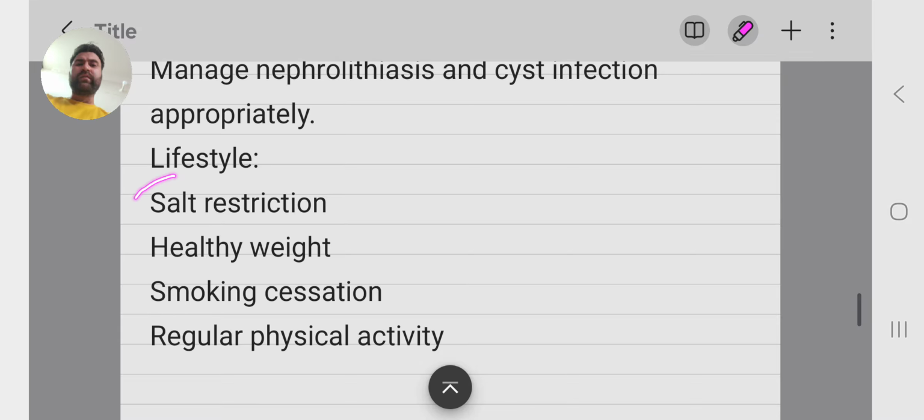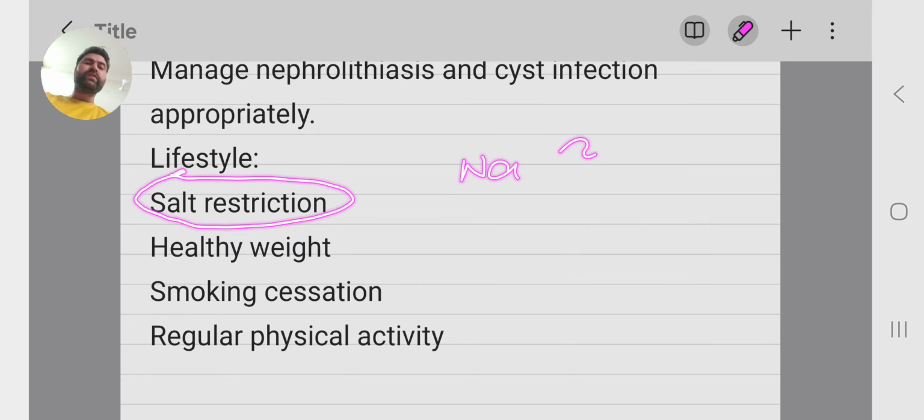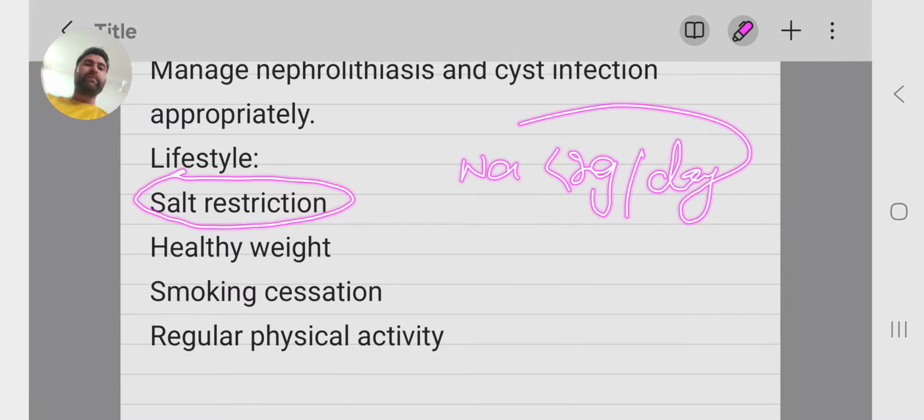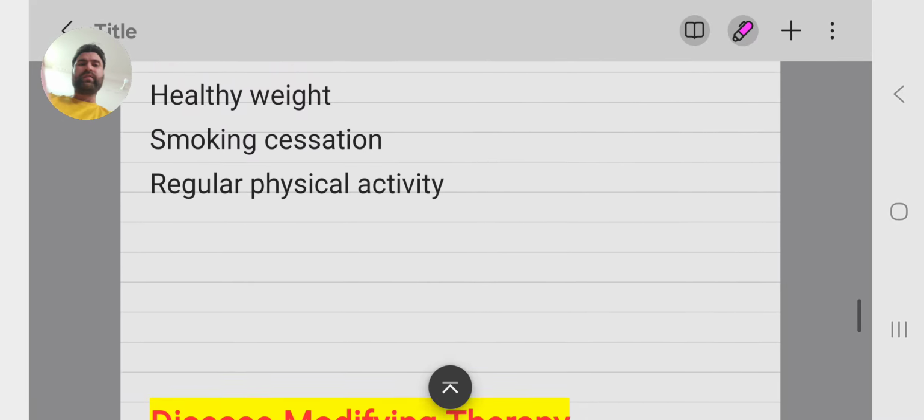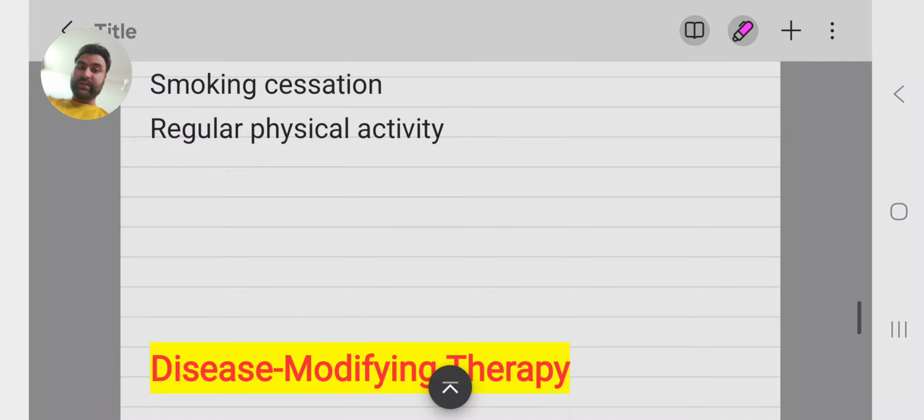Then these patients are advised to restrict sodium intake to less than 2 gram per day, because these patients can develop hypertension due to sodium retention. And smoking cessation and regular physical activity are also advised. These are the general measures.